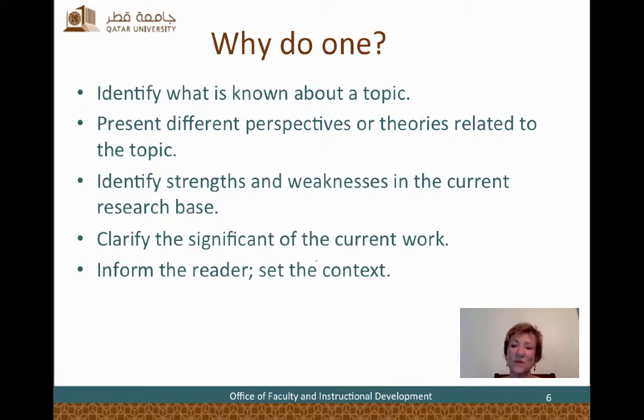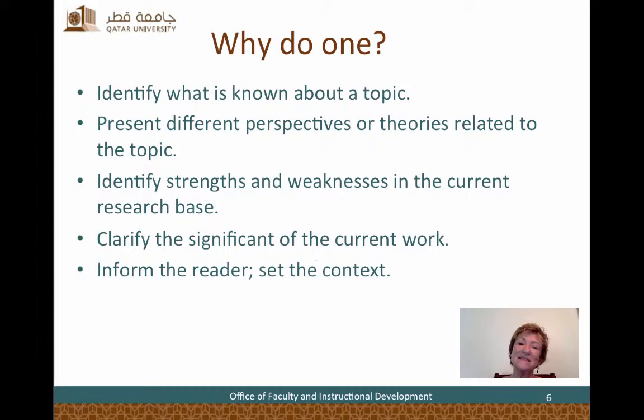Why do a literature review? It identifies what is known about a topic. It presents different perspectives or theories related to the topic. It identifies the strengths and weaknesses in the current research base, and you cannot do that unless you've read fairly extensively in that particular area.